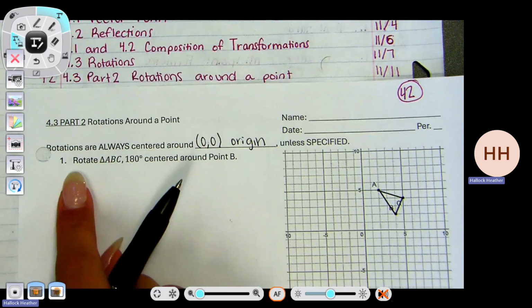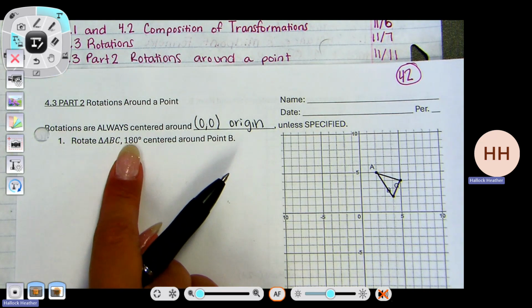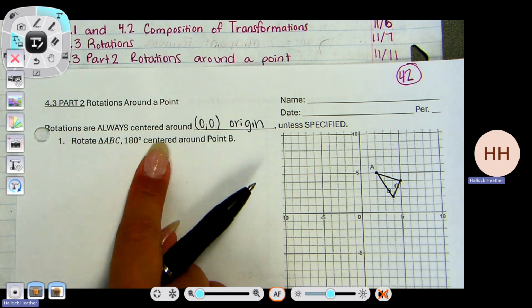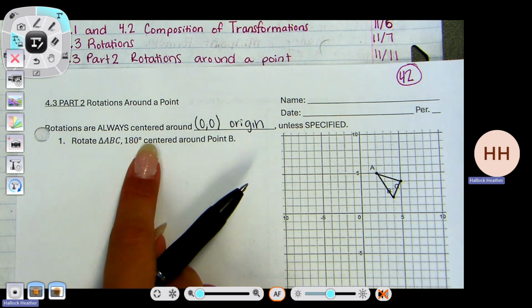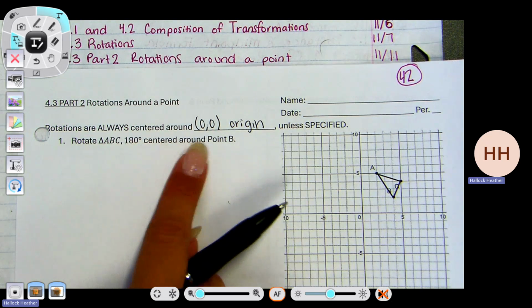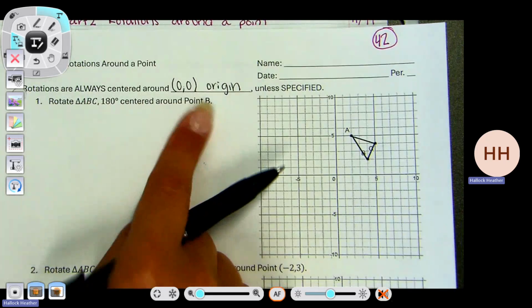So for number 1, it says we're going to rotate triangle ABC 180 degrees. Why does it not say clockwise or counterclockwise? Because it's the same. It doesn't matter. You're going to end up, it's fine, whichever direction you go. Centered around point B. So find point B on your graph.